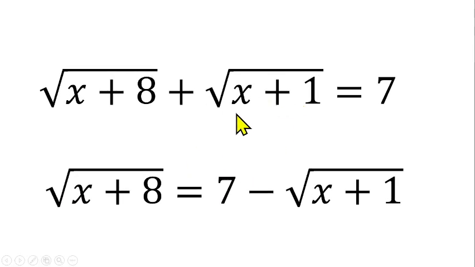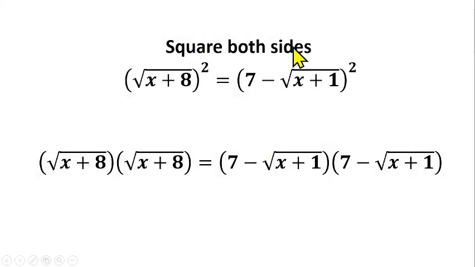Now, the first thing we'll do is take the square root of x plus 1 to this side. That means we'll be having the square root of x plus 8 equals 7 minus the square root of x plus 1. Having done that, we can square both sides. So we take the square of both sides, and that means you'll be having the square root of x plus 8, squared, equals 7 minus the square root of x plus 1, squared.